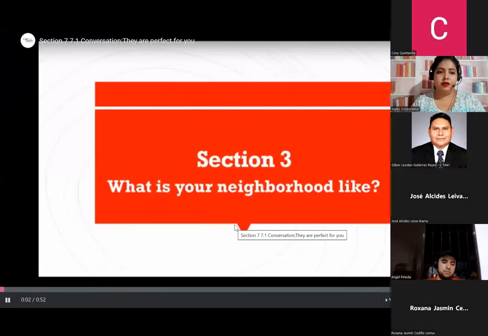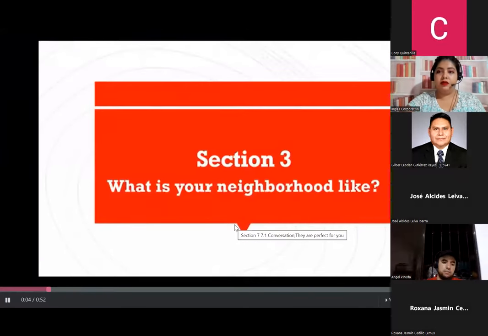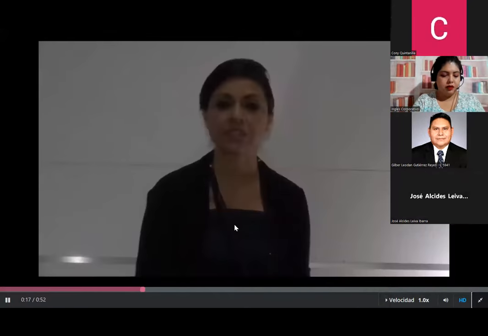Section 3. What is your neighborhood like? Please pay attention and try to understand the audio as much as possible. Remember, you may access this conversation as many times as needed. I recommend for you to take notes while you are listening. In this lesson, participants will listen to a conversation about demonstratives while shopping.